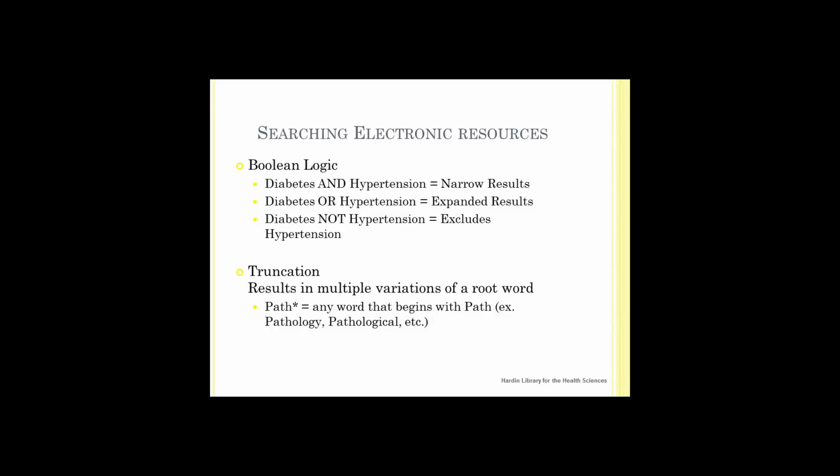Another popular reason for using truncation is for different spellings of a word. For example, pediatrics is spelled differently overseas. So if you type in that root word and put the asterisk in, you should get all the different spellings of pediatrics in PubMed, for example. So if you're doing a search involving the term pediatrics, you probably want to use truncation just to make sure you get all the articles with all the different spellings.